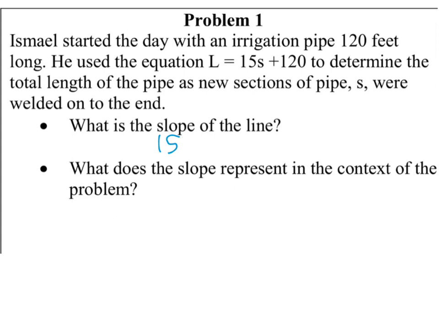And what does it mean in the problem? Well, that 15 goes along with each section, so each section of pipe is 15 feet long. So it's going to be the length of each section.